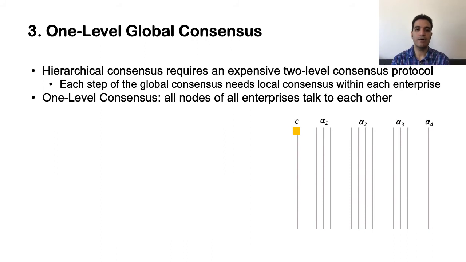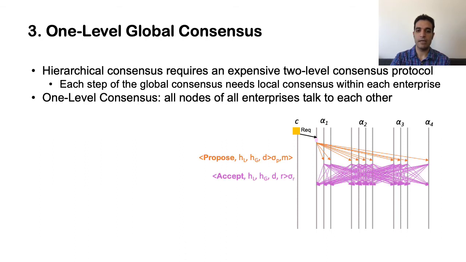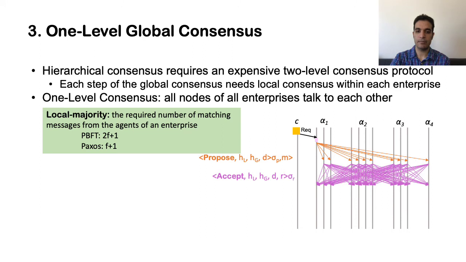And the third one is a one-level global consensus. So the hierarchical consensus requires an expensive two-level consensus protocol, because in each step of the global consensus, we need a local consensus within each enterprise. In one level, basically, we have a three-phase protocol where all nodes are going to talk to each other.